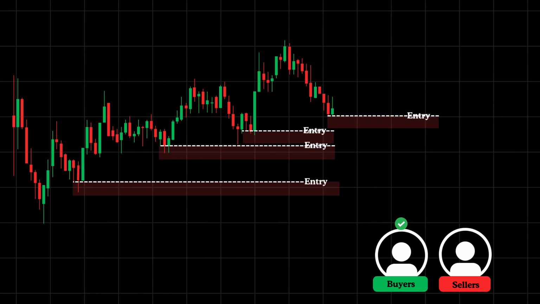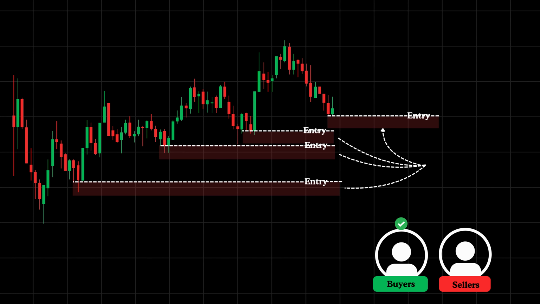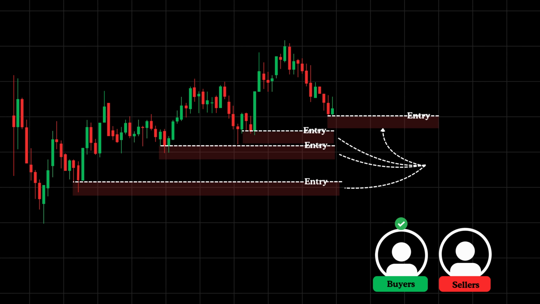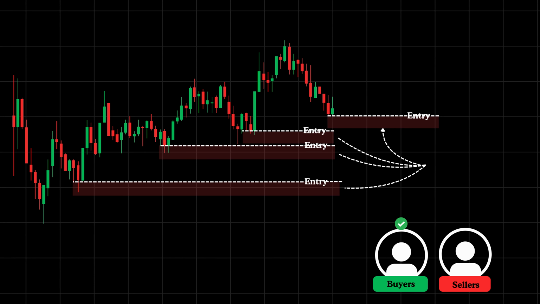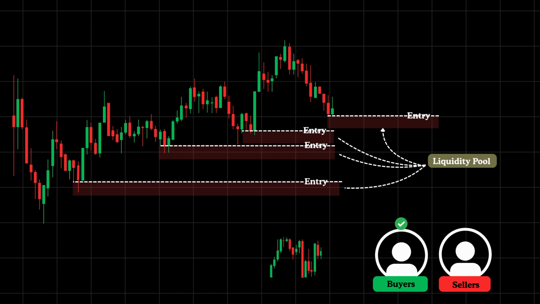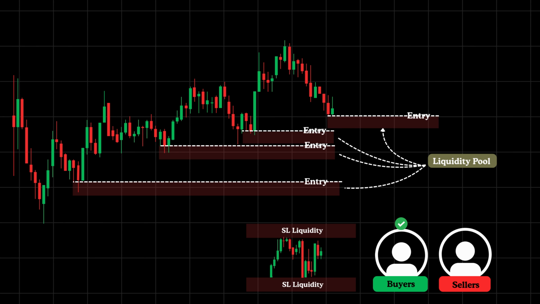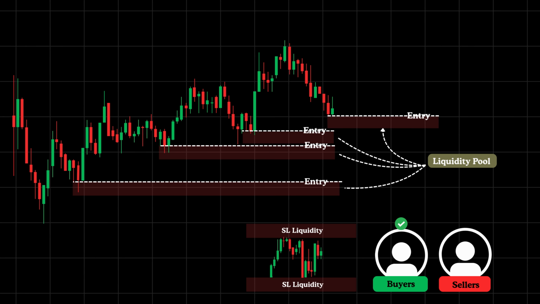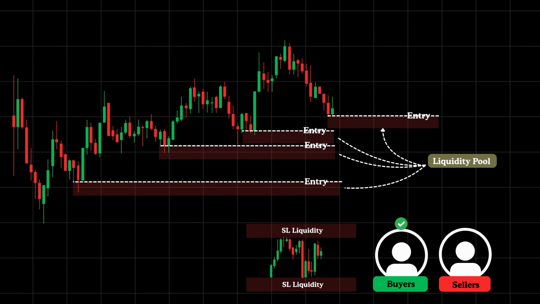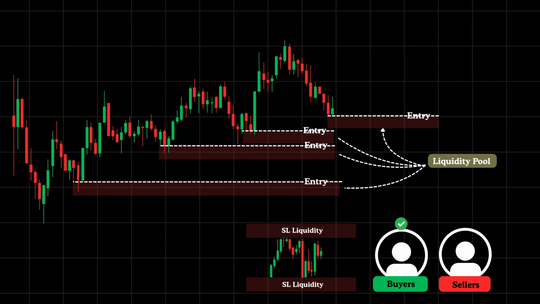Now, when liquidity appears on the chart at multiple levels in the same direction, the smart money concept refers to this as a liquidity pull. In simple terms, the upward movement of price creates stop-loss liquidity both below and above, meaning liquidity areas are spread apart and in opposite directions.